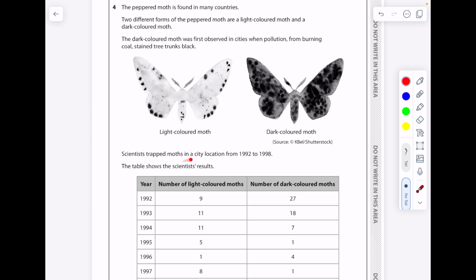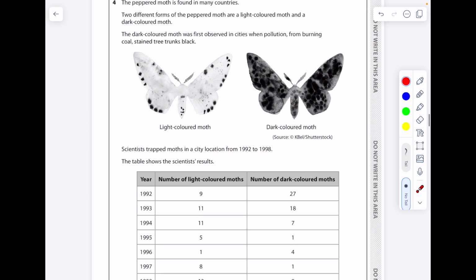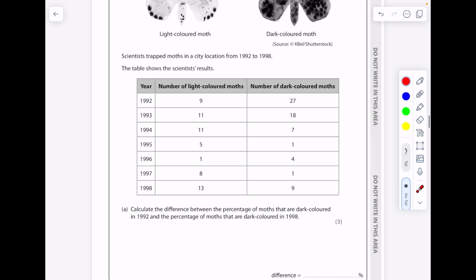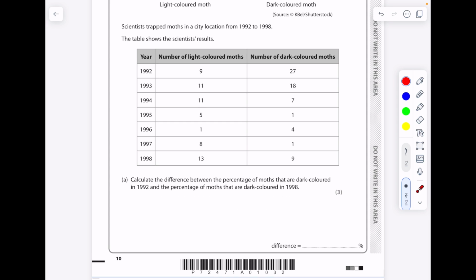Scientists trapped moths in a city location from 1992 to 98. The table shows the scientists' results. Calculate the difference between the percentage of moths that are dark coloured in 1992 and the percentage of moths that are dark coloured in 1998. So we're looking at these two bits of data.